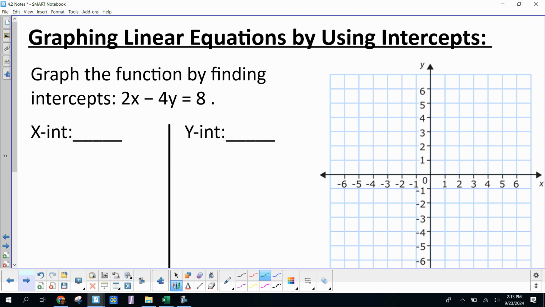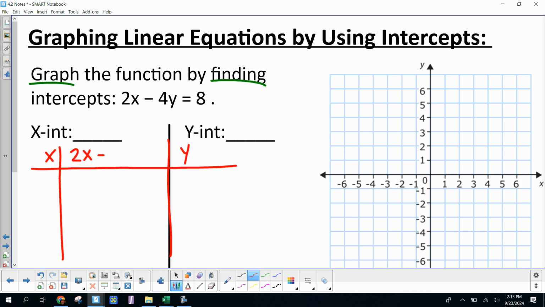Okay, now they want us to find them and then graph it. So we're going to do exactly the same thing. I'm actually maybe going to use this line as part of my table. So we have another equation written in standard form. That's very nice. And again, if I want to find the x-intercept first, my 0 goes in the opposite variable. So here now, since this is in the y column, I'm going to replace the y with a 0. So 2x minus 4 times 0 equals 8.